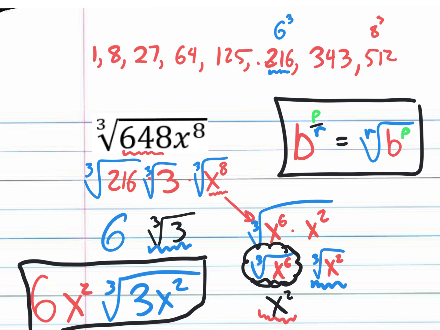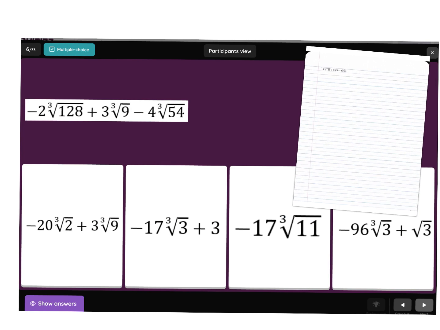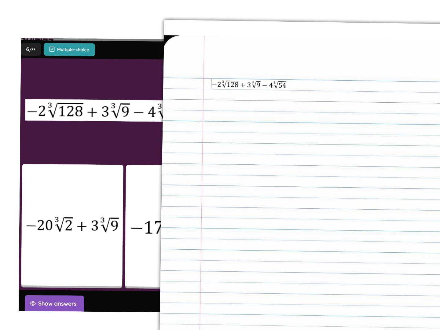So I believe the correct multiple choice answer was none of these are correct, because all the answers did not have the square on the inside. So please select none of these are correct for this one. We have another cube root expression that we need to simplify.